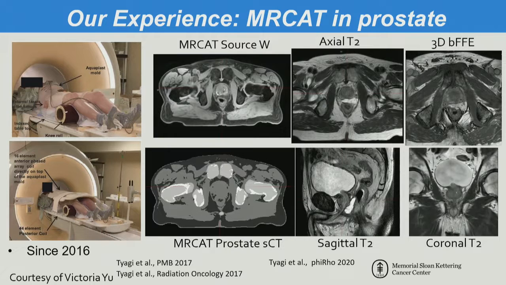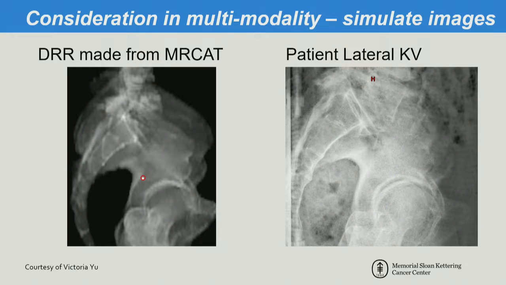So we've done that, of course, put coils, different coils and specific coils for the MR portion, MR sim. And here you can see the contrast in the MR images that we get. At the end, in the lower part here is where our MR CAD prostate synthetic CT is, and that's the one that we use for treatment planning. And then this is an example of DRRs that we can get from the MR CAD.